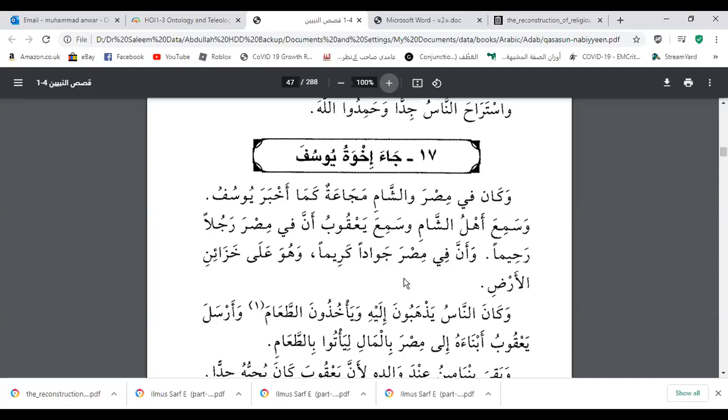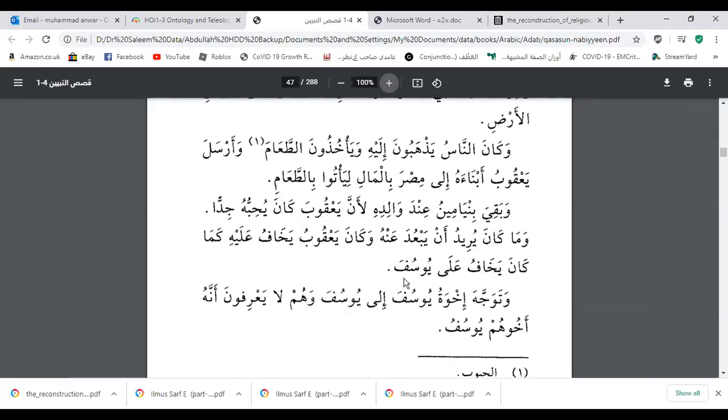وَسَمِعَ يَعْقُوبُ and Yaqub alayhi salam heard أَنَّ فِي مِصْرَ that in Egypt رَجُلًا رَحِيمًا is a generous man وَأَنَّ فِي مِصْرَ and in Egypt جَوَادًا كَرِيمًا is someone who is very generous, very honorable وَهُوَ عَلَى خَزَائِنِ الْأَرْضِ and he is appointed on the treasures of the earth. Means he is the treasurer there. People heard about him. This is Yusuf alayhi salam when he took the office after coming out of the prison.